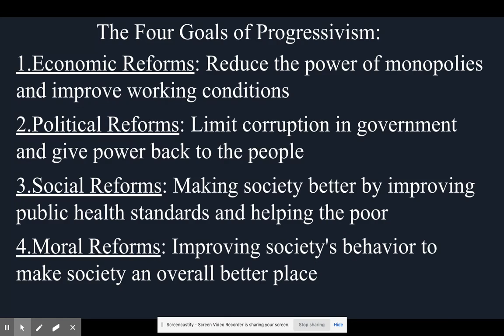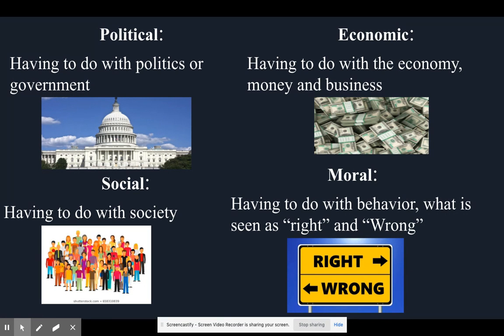And then when we get into the 4 goals of progressivism, we're going to be talking about political progressivism. So it's having to do with politics or government. Economic, remember, is something that has to do with the economy, so money and business. So when you think political, think government. When you think economics, think money. When you think about social, social is just another word for society. So when you see social progressivism movement, it's talking about the movement within the society.